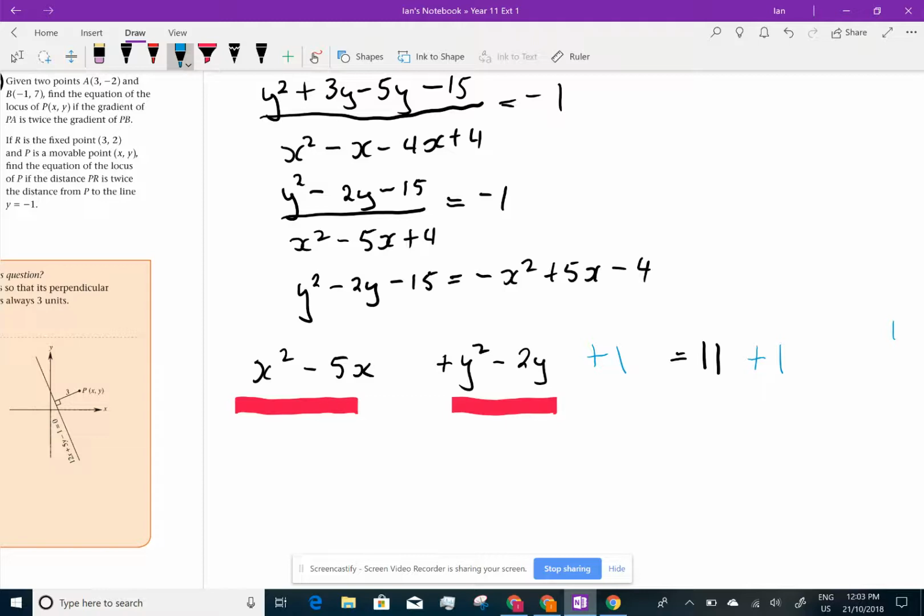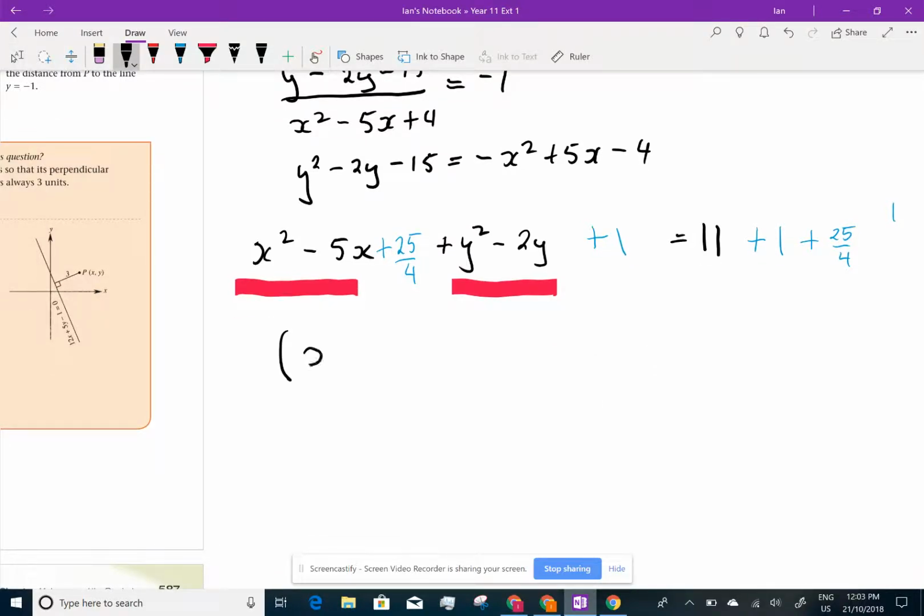Halving and squaring the coefficient of x is difficult because it's a fraction. Well, no, not really. A half of 5 is 5 on 2. And if I square 5 on 2, that gives me 25 on 4. And I add 25 on 4 over here. So I haven't changed any of the equation, but it allows me to rewrite it now. So this is (x - 5/2) all squared. And this is (y - 1) all squared. And this is 11 plus 1 is 12. 25 on 4 is 6 and a quarter. So 12 plus 6 and a quarter, that's 18 and a quarter.